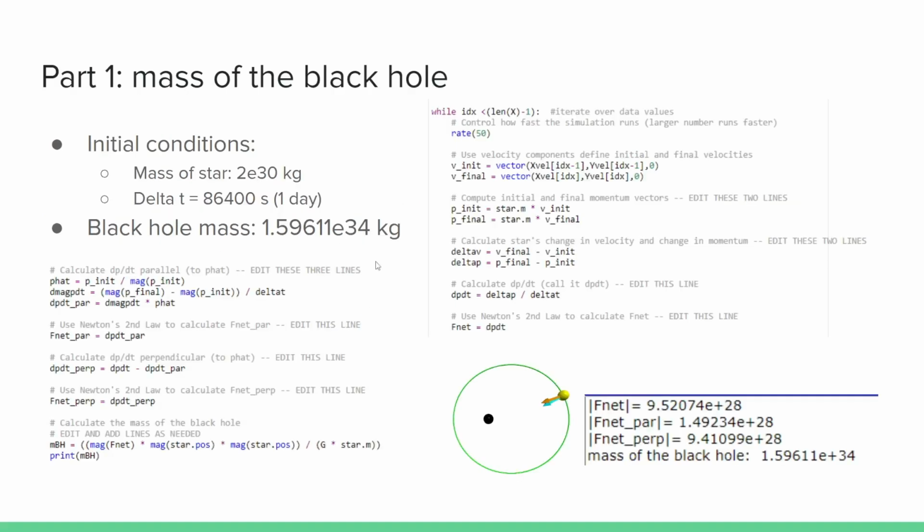Part 1. Here are the initial conditions of the code. In this image, we use the momentum update formula to get the momentum, and then we use the momentum to find the perpendicular and parallel components of the net force for the arrows on the graph. And then I use centripetal force, which is equal to mv squared over r, to find the black hole's mass.